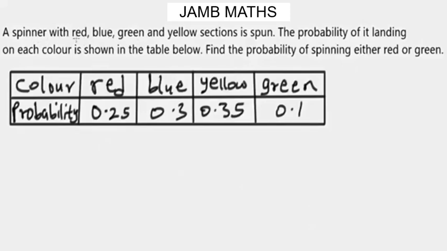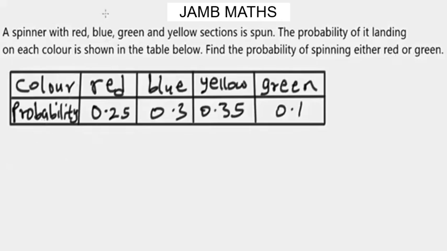It says a spinner with red, blue, green and yellow sections is formed. The probability of it landing on each color is shown in the table below. Find the probability of spinning either red or green. All right, now let's take note of a few facts about the OR probability.